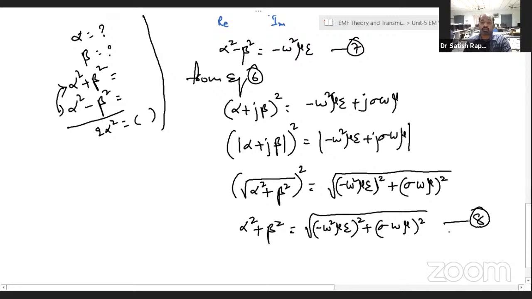So equation 7 is alpha square minus beta square, and equation 8 is alpha square plus beta square. Solving equations 7 and 8, first add equations 7 and 8, you will get alpha, and then subtract, you will get beta. So the expressions for the attenuation constant and the phase constant you will get. That we will do in the next class.